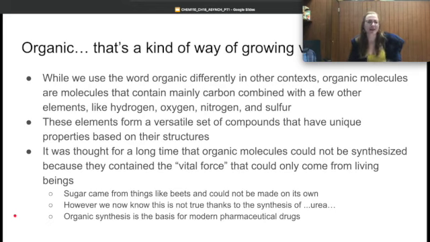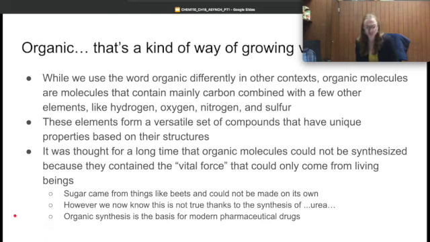So, organic. That's a way of growing vegetables and fruits, right? Well, yeah, true. When we're talking about organic fruits and vegetables, we're talking about fruits and vegetables that have been grown without pesticides and things like that. However, we use it one way in a layman's everyday context. In chemistry, organic molecules are molecules that contain mainly carbon, combined with a few other elements like hydrogen, oxygen, nitrogen, and sulfur, for example. These elements form a versatile set of compounds, and they have very unique properties based upon their structures.